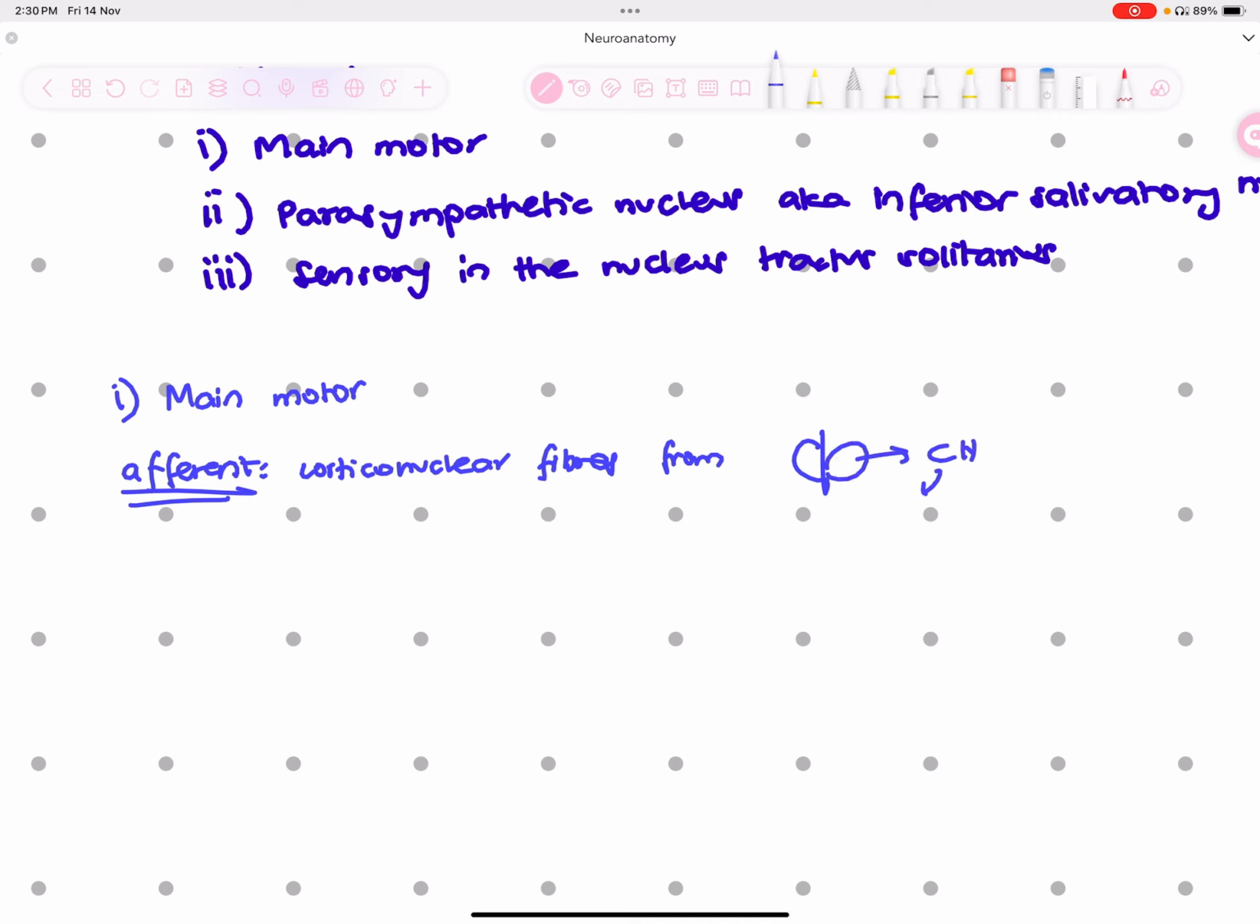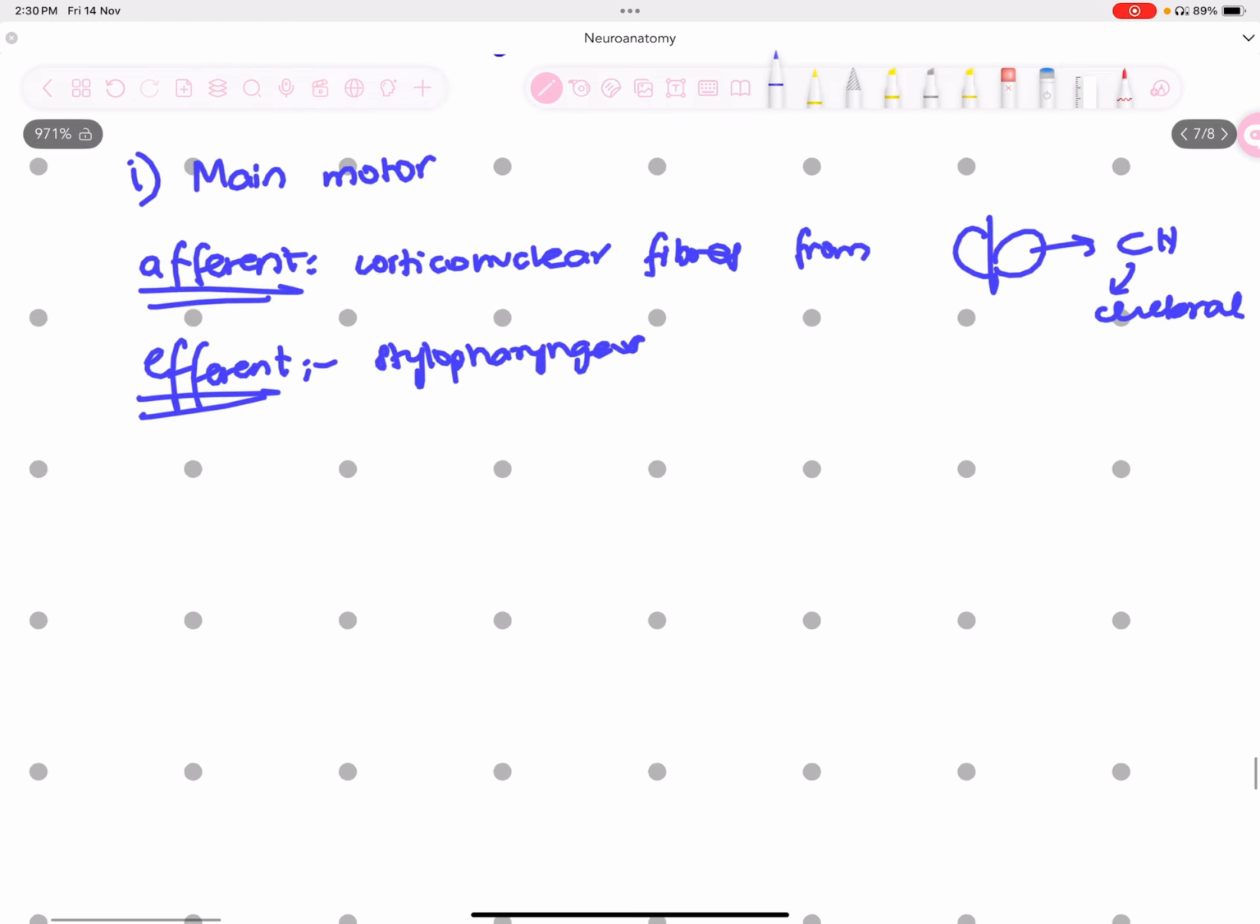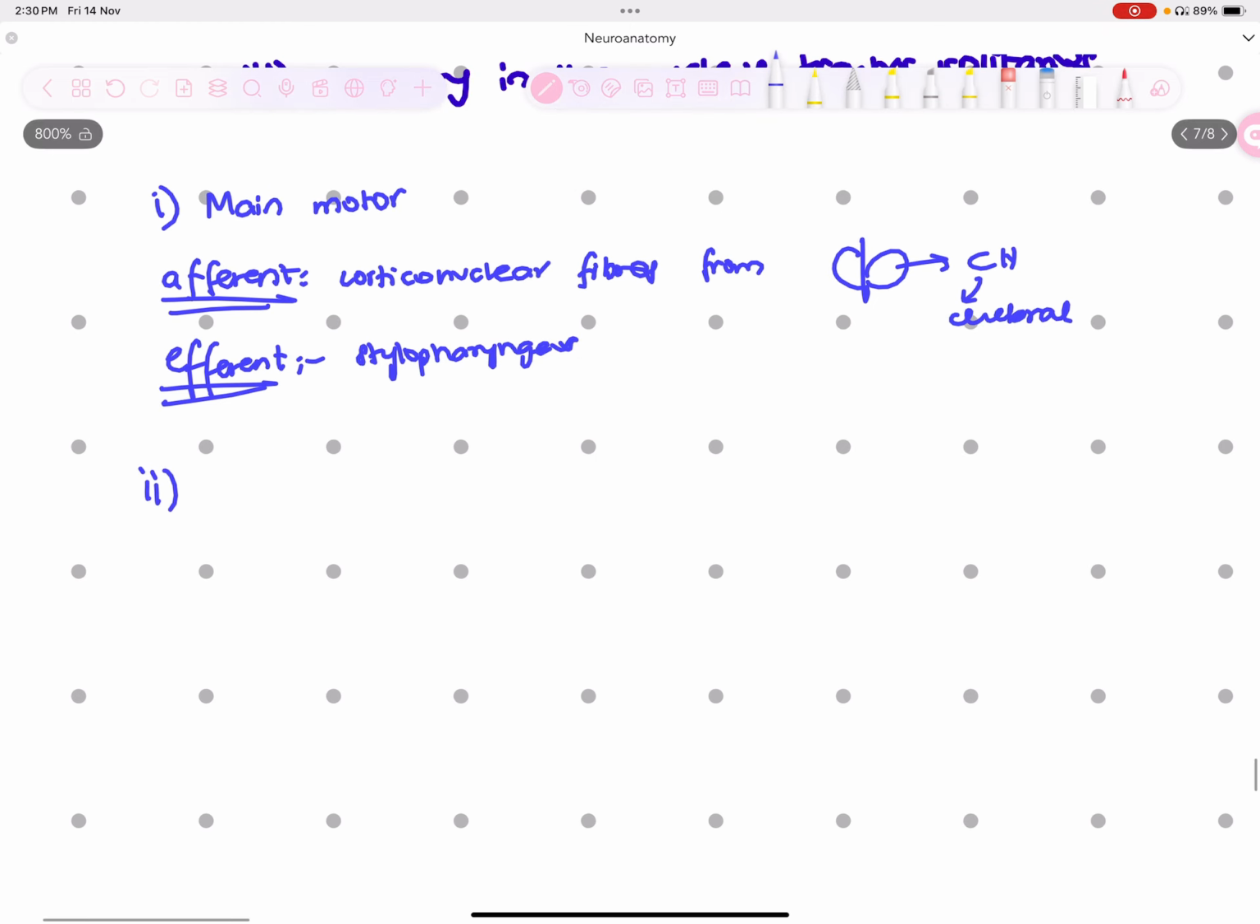So these are the cerebral hemispheres, right? And then these are its afferent fibers. If you talk about the efferent fibers, it gives efferent fibers to the stylopharyngeus muscle. So this is very basic. That main motor, its afferent fibers come as corticonuclear fibers from the cerebral hemispheres, and efferent fibers go to the stylopharyngeus muscle. So these are the motor fibers which are going to supply this muscle, and we're talking about the main motor nucleus right now. Moving on to the parasympathetic nucleus, which is also known as the inferior salivatory nucleus, right?